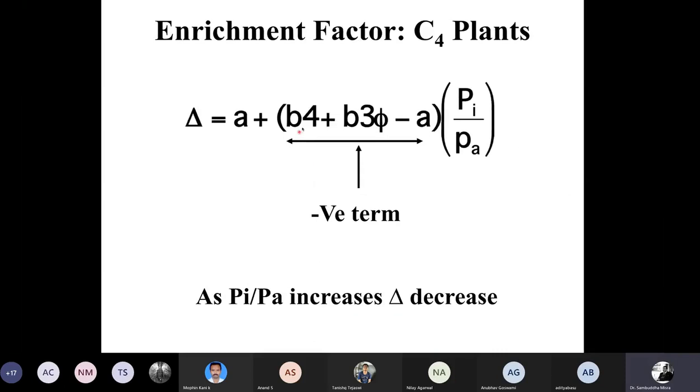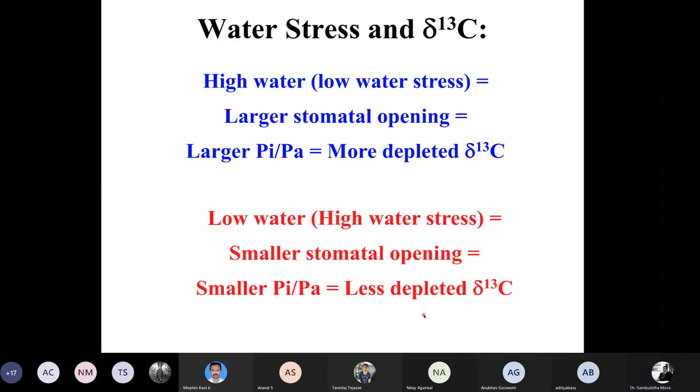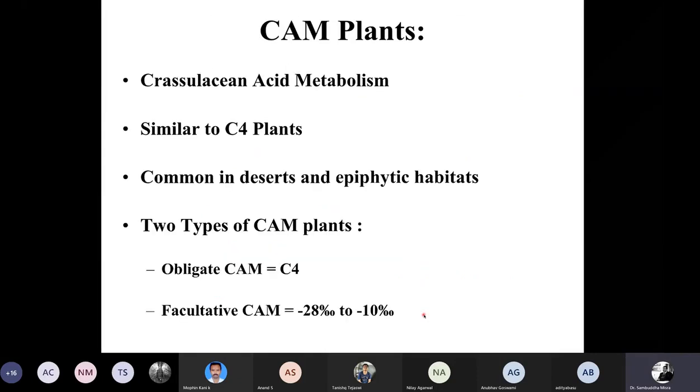Keeping this in mind, we can express it like this. So again, as Pi by Pa increases, cap delta decreases. How does water stress dictate delta 13C? When we have low water stress, you can have larger stomatal opening, because even if the plant loses a bit of water, it's not worried about it. Which means there is a larger Pi by Pa ratio, and we can have more depleted delta 13C. When you have high water stress, we have much smaller stomatal opening, much smaller Pi by Pa, and less depleted delta 13C.